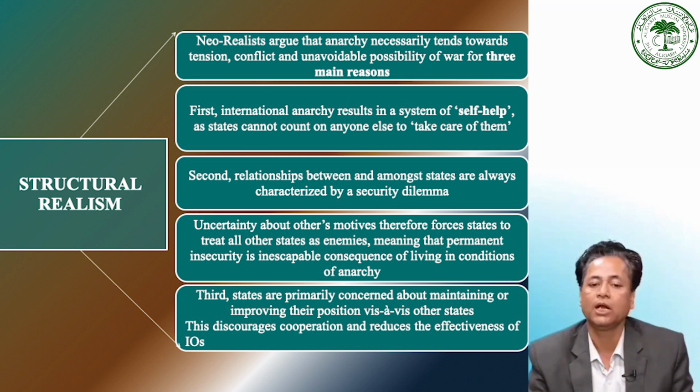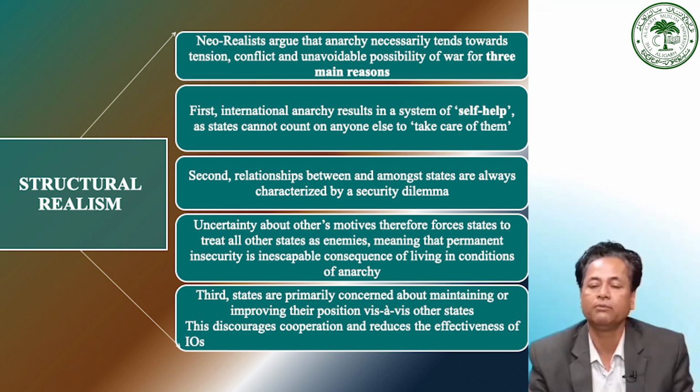Second, relationships between and amongst the states are always characterized by uncertainty and suspicion. Because everyone is doing the same, everybody is accumulating power, everybody is depending on self-help, that definitely leads to uncertainty and suspicion in the minds of the states. This is best explained through the security dilemma. A military build-up for defensive reasons may be considered as offensive by your neighboring countries. So if you develop a new weapon, if you purchase a new weapon, that is not considered as something very defensive by your neighboring countries.